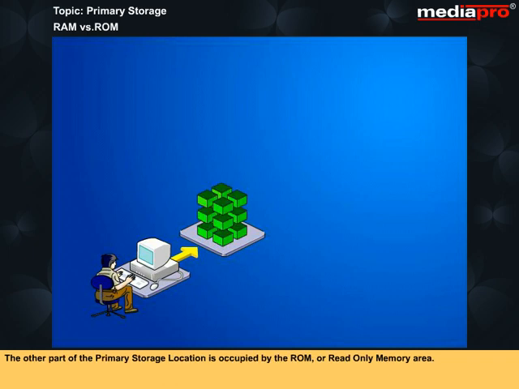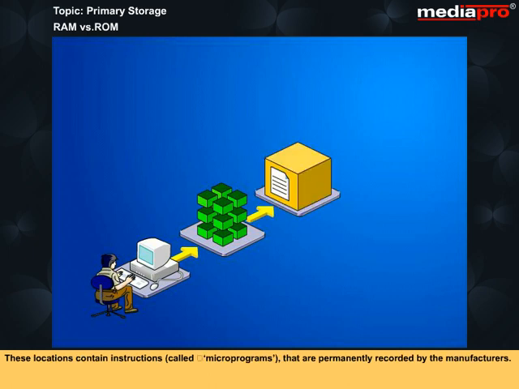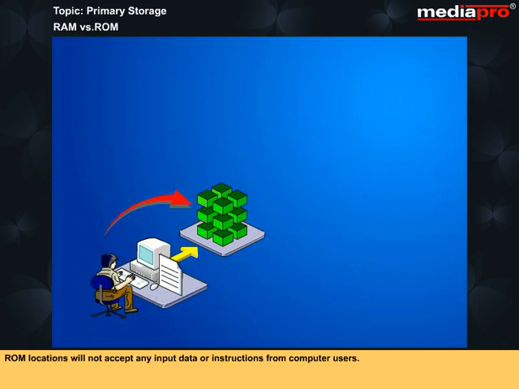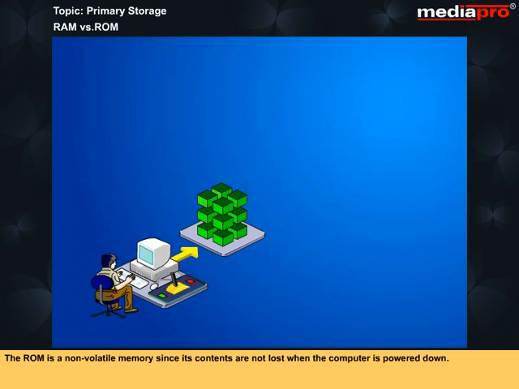The other part of the primary storage location is occupied by the ROM, or read-only memory area. These locations contain instructions called microprograms that are permanently recorded by the manufacturers. They hold instructions that provide control functions for computer startup and general operating functions. ROM locations will not accept any input data or instructions from computer users. The ROM is a non-volatile memory since its contents are not lost when the computer is powered down.